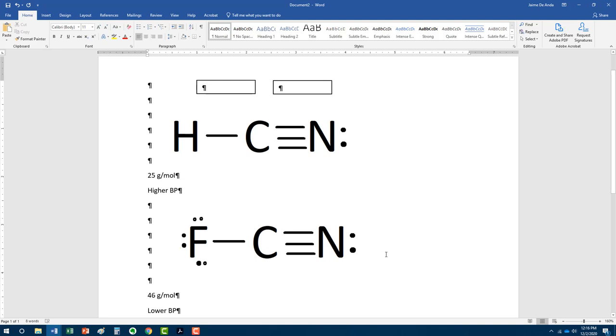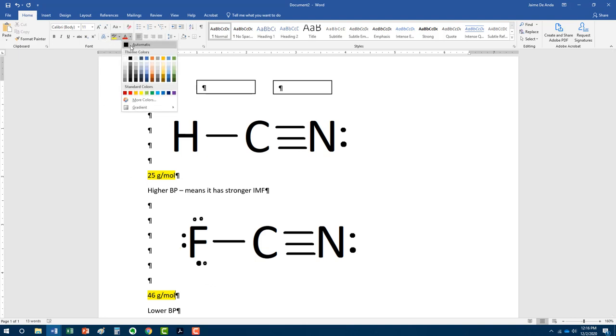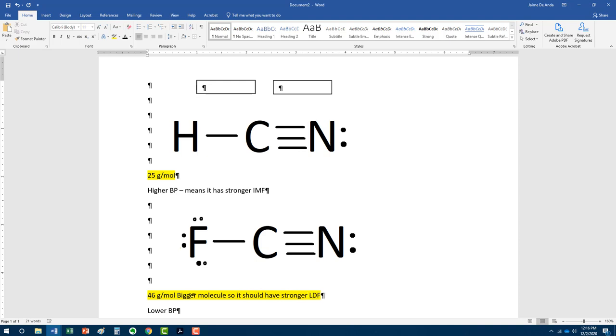Remember, boiling point has to do with the strength of intermolecular force. Higher boiling point means it has stronger intermolecular forces. Now let's ask ourselves, what could be the causing factor in this? Notice, HCN is a smaller molecule, it has 25 grams per mole, whereas FCN has 46 grams per mole. So in other words, this is the bigger molecule, so it should have stronger London dispersion forces. We said that the size of a molecule is directly related to the London dispersion force.